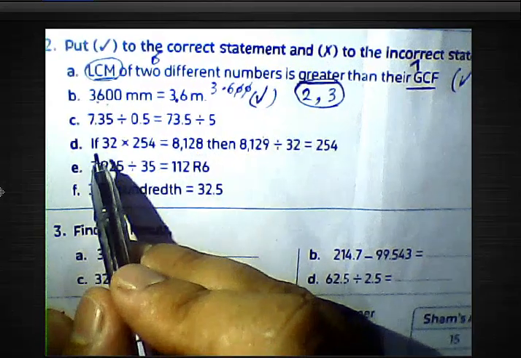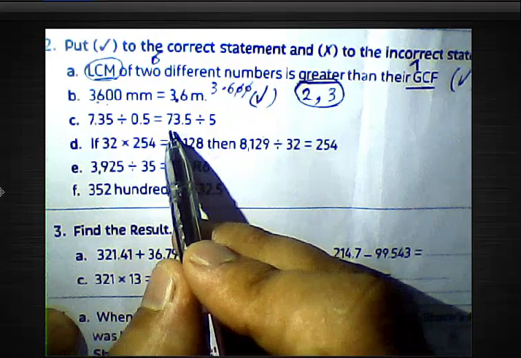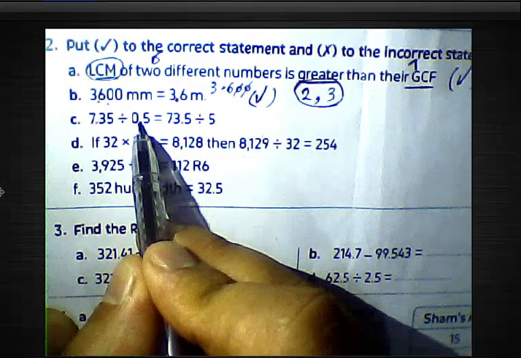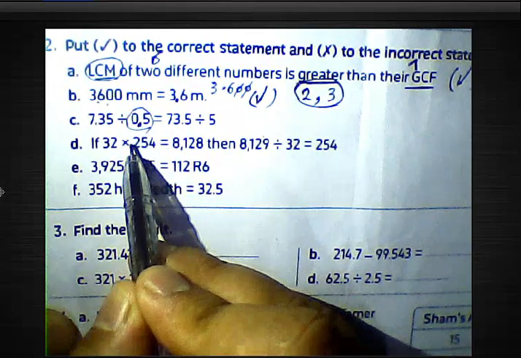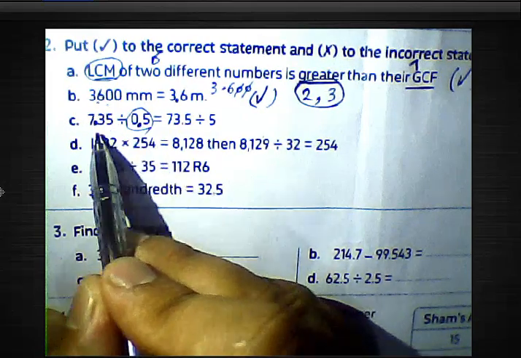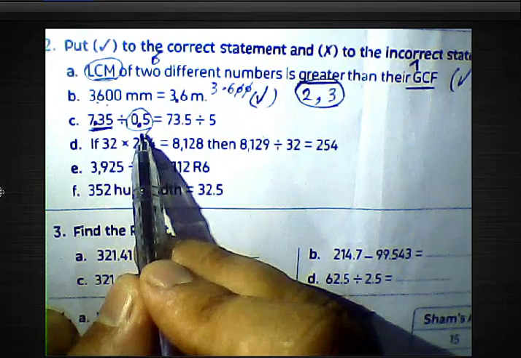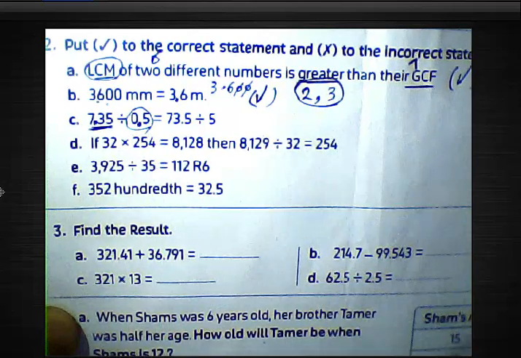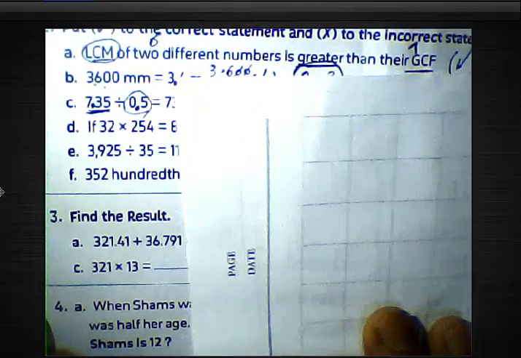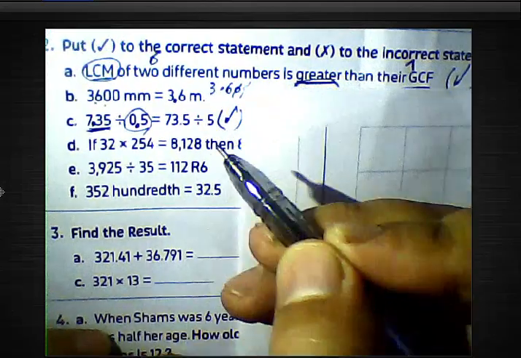Look at letter C. 7.35 divided by 0.5 equals 73.5 divided by 5. True or false? We know the divisor must be converted to a whole number. In this operation about division, 7.35 in the numerator and 0.5 in the denominator, we must multiply both by 10, because the point is after one digit. Look with me here. I will explain about this example here. We know it's true. Why? I will explain it here.